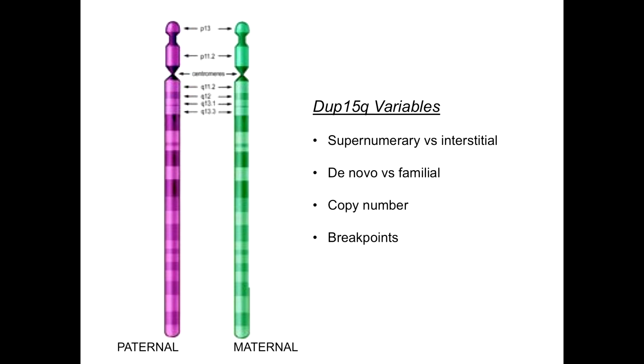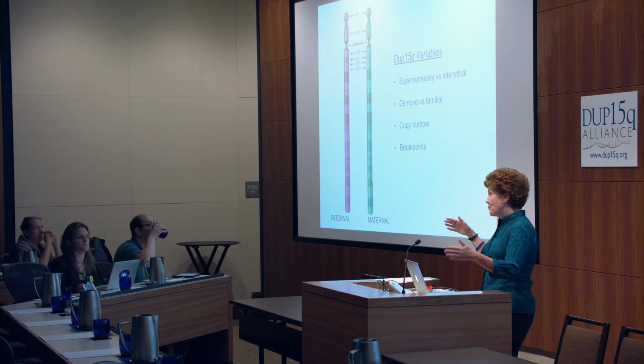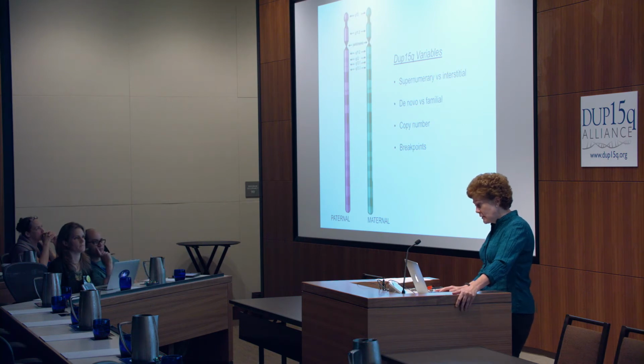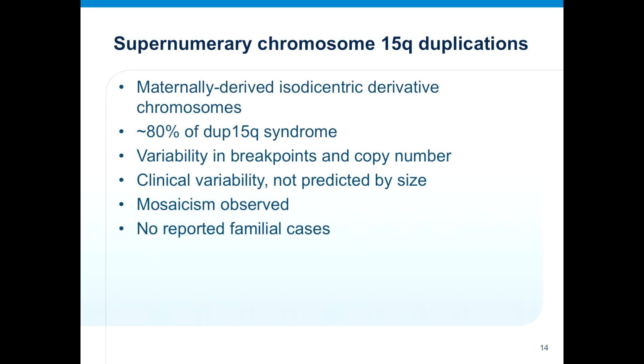We want to know about breakpoints. This is a recurrent CNV area. So, there's 5 different breakpoints that we talk about in the region, and you can have a number of different combinations in different people. And who's the parent of origin? Is it maternal or is it paternally derived? And when we're talking about the syndrome, again, we're talking about maternally derived duplications.